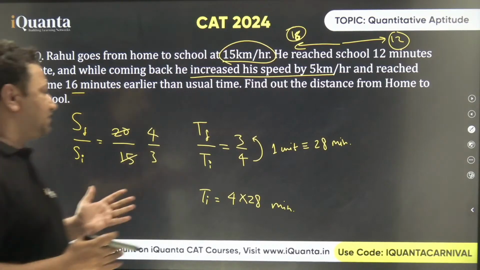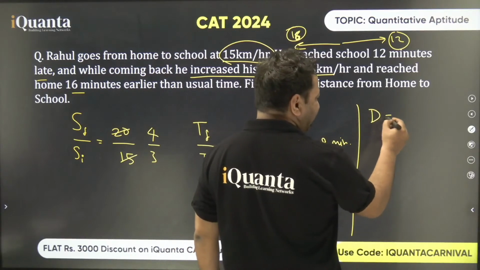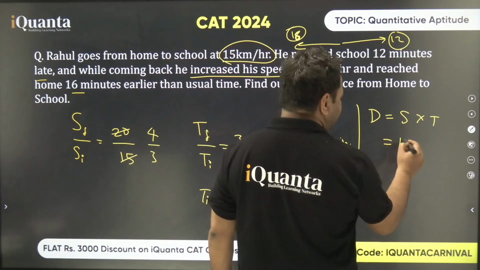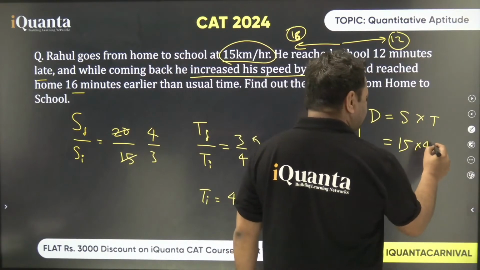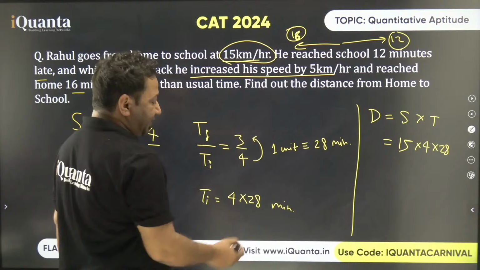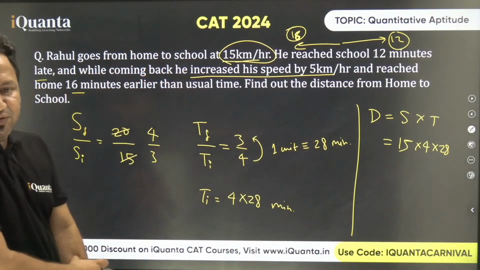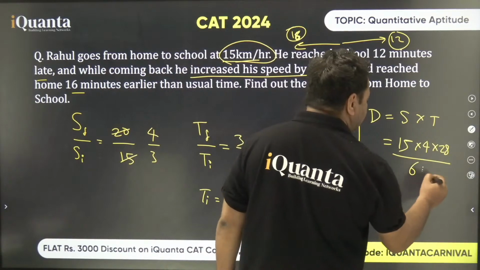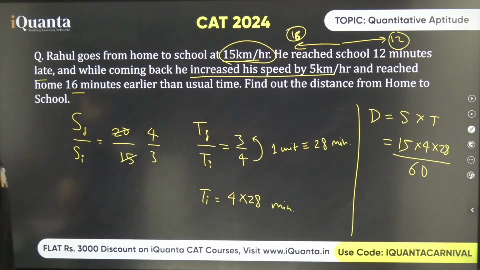We have to find the distance. What is distance? That is speed multiplied by time. So initial speed was 15, initial time was 4 into 28. Alright. Now, as I told earlier, to convert minutes to hours, we need to divide this by 60. Is that right?